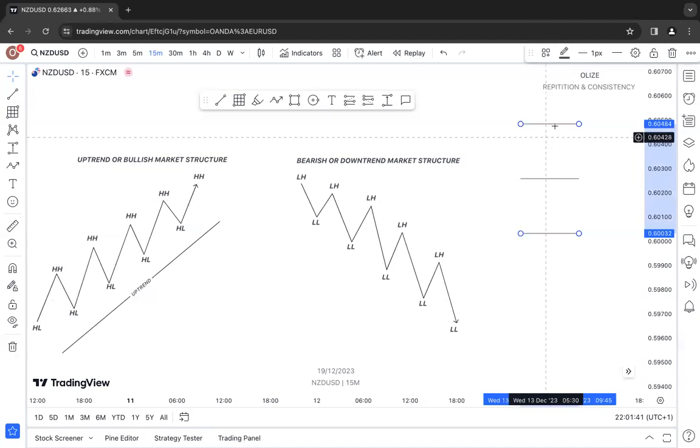Anything above this is my premium zone, and I look for sales. We're going to make use of this more when we talk about premium and discount zone later on in the course of our class. So that's what I make use of this tool for. Are you okay with it?